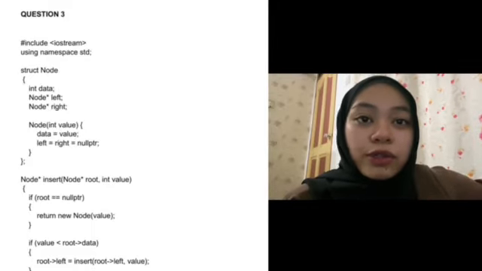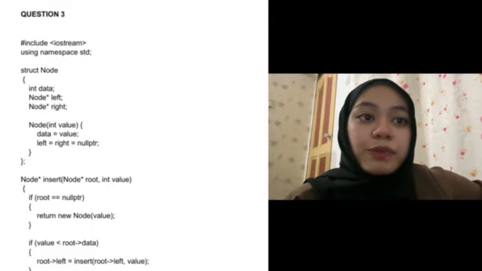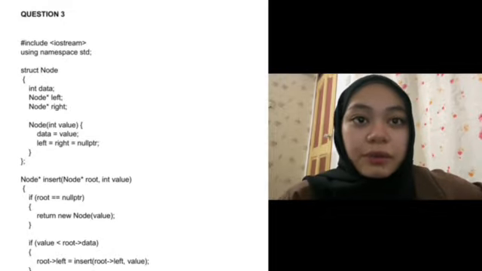So in our code, we define a node structure to represent each element in the tree. Each node has 3 parts. First one is a data field that stores the value of the node, a pointer to the left child, and a pointer to the right child. When we create a new node, we assign it a value and initially set its left and right children to null since it doesn't have any children yet.